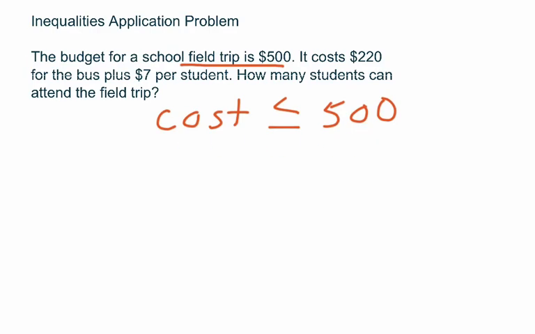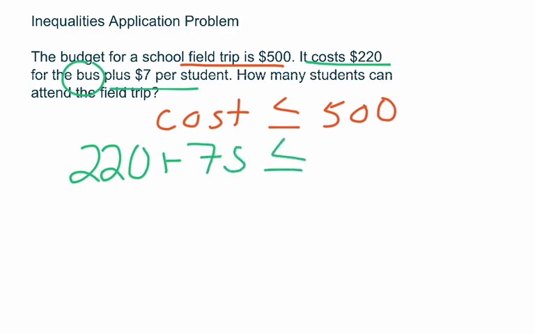There's the inequality. Now, what is the cost? Well, it's $220 plus $7 per student. So I'll use an S. Be careful when you're using an S as a variable because it looks a little bit like a 5. And that sets up our inequality. So $220 plus $7 per student has to end up being less than or equal to $500.